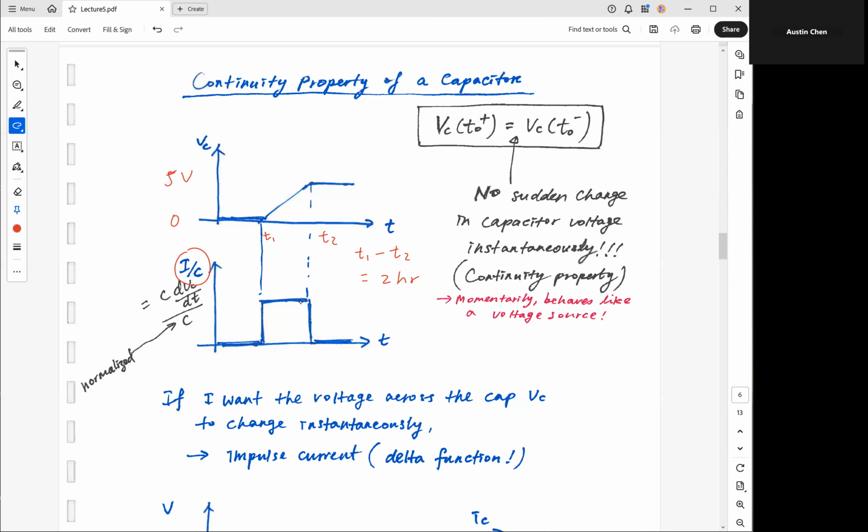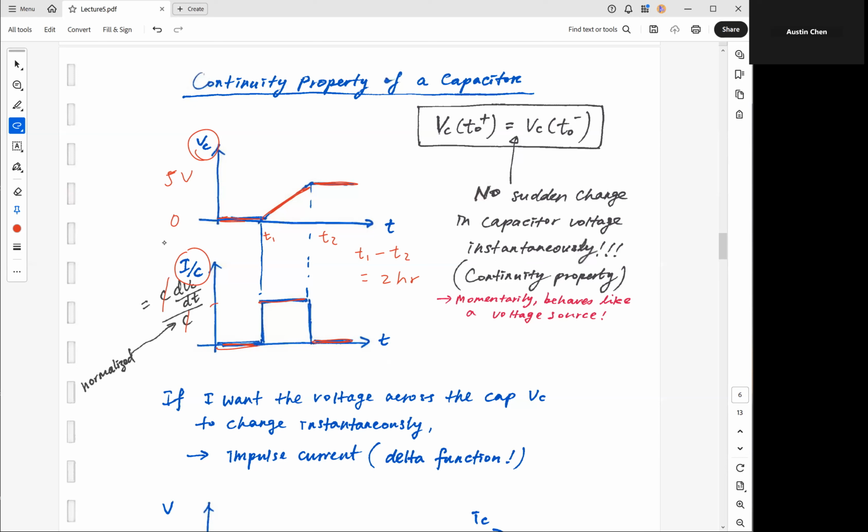Right, so if I take I over C, I have C dVC over dt, so this C and this C can cancel out, and I'm simply looking at the derivative of this voltage. In other words, to arrive at this plot, all I have to do is take a simple derivative of this ramp. The derivative of this part is 0, so this here is 0, and this ramp here is equal to whatever the slope is. This part here again is flat, so the derivative of this constant goes back down to 0.